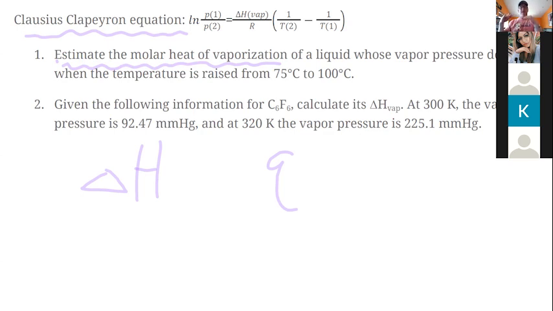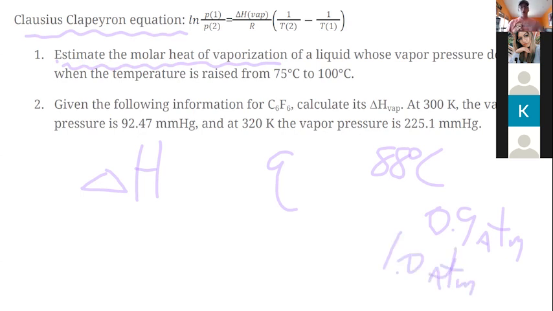pressure is different. So the vapor pressure of water at, let's say, 88 degrees in San Francisco is less than an atmosphere. It'd be about, I don't know, let's say 0.9 atmospheres or something. But in Denver, it's 1 atmosphere. So your water is boiling at a lower temperature because the overall atmospheric pressure is lower. That's why the boiling point is lower.